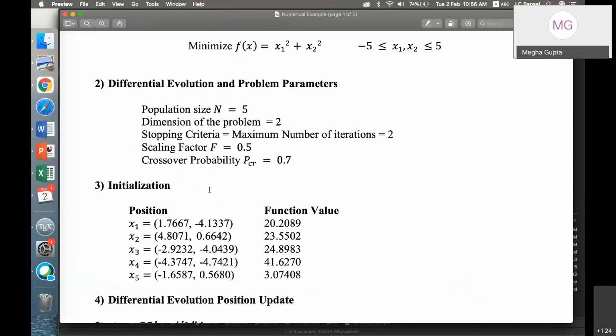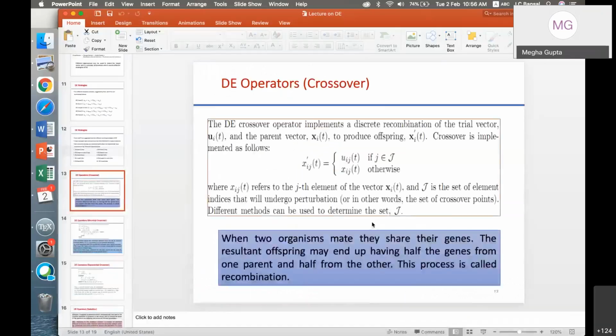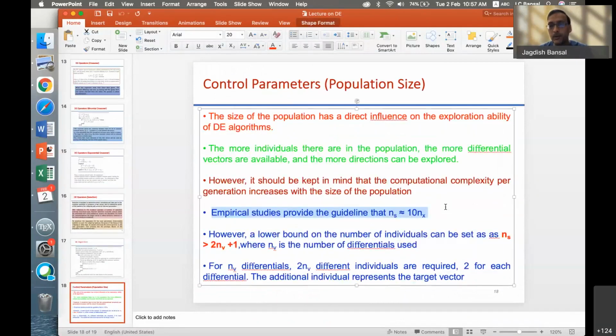If you remember, I just suggested this. This should be the population size. Empirical, numerical studies suggest that the population size should be 10 times the number of decision variables. In this example, the number of variables is 2, so according to this study the population size should be 20, 10 into 2, right? It should be 20. And the minimum population size should be 2nv plus 1.